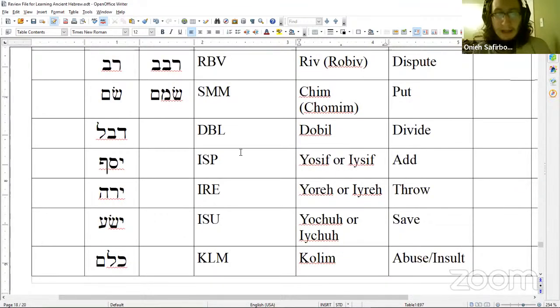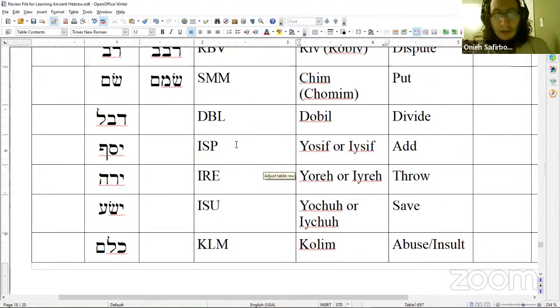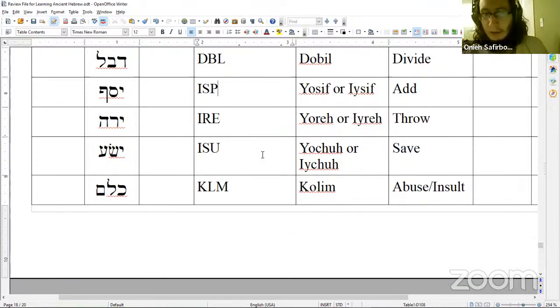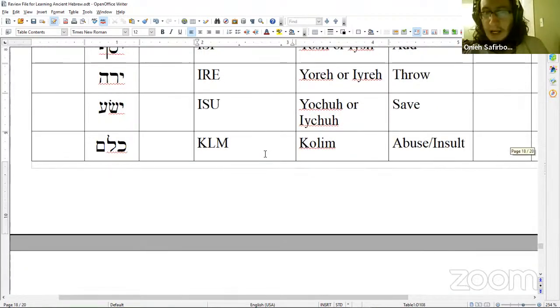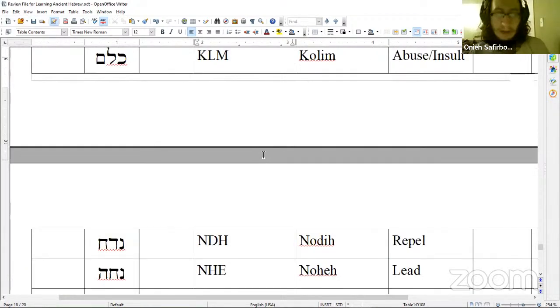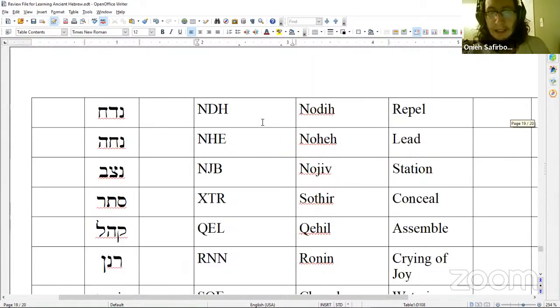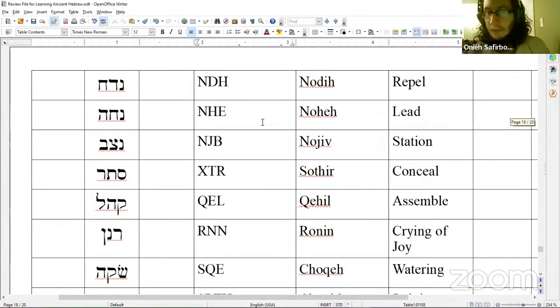Dabil is divide. Yosef or Isif is add. Yora or Ira is throw. Yacha or Icha is save. And then Kalam is abuse or insult. Nada is repel. Naha, lead. Najiv, station.